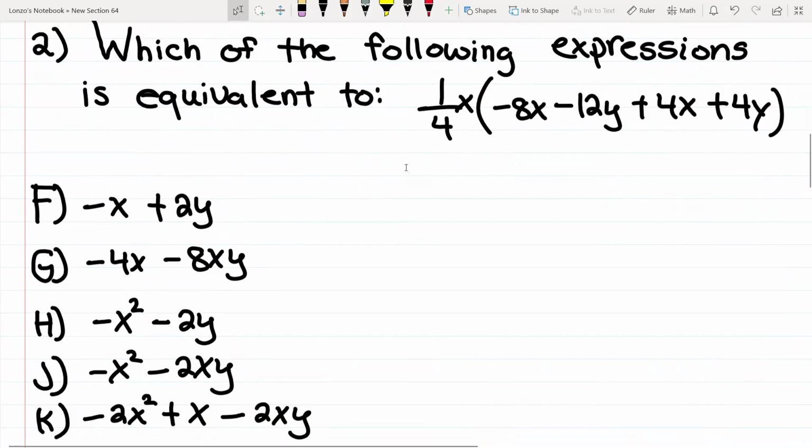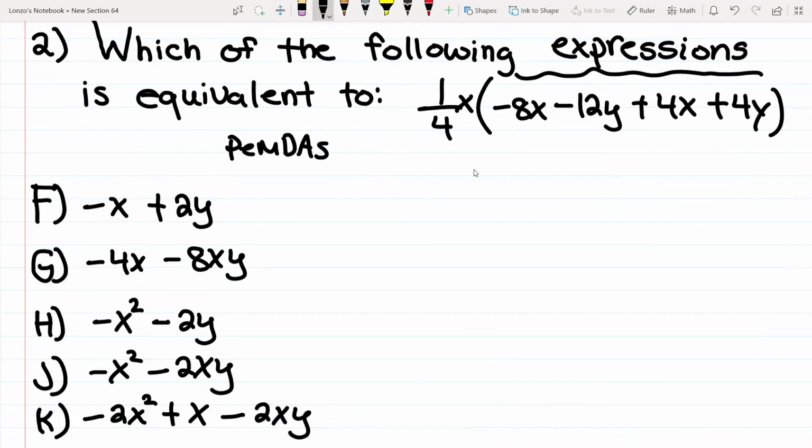So what do we do first? PEMDAS. Yes, we do have one parentheses, one whole parentheses. The only thing I could think of inside this parentheses is to collect like terms. Do not FOIL out the 1/4 x first. You can, and it won't be wrong if you do, but I think it'll make your life easier if you clean this up.